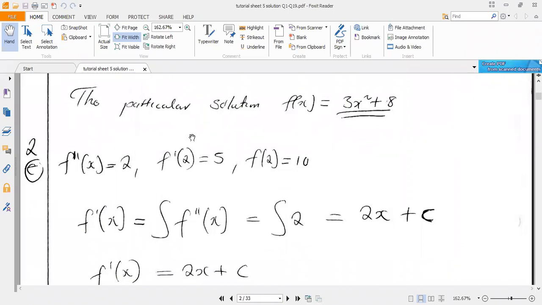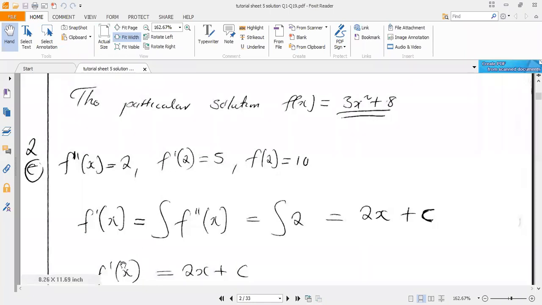We're going to integrate it so that it gives us f prime of x. Then for f prime of x, we're going to plug in 2 and equate it to 5, so that f prime of 2 is equal to 5. So f prime of x is equal to the integral of f double prime of x, which is the integral of 2. And the integral of 2 is equal to 2x plus c. Notably, f prime of 2 is equal to 5.